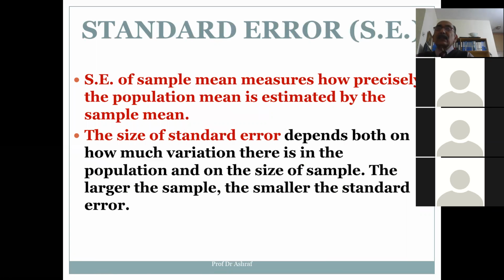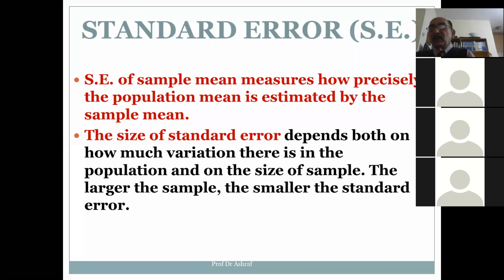Standard error is how precisely the population mean is estimated by the sample mean. So that depends upon how much variation there is in the population and the size of the sample. The larger the sample, the smaller will be the standard error. A smaller standard error in your data means your study is more precise, more valid.